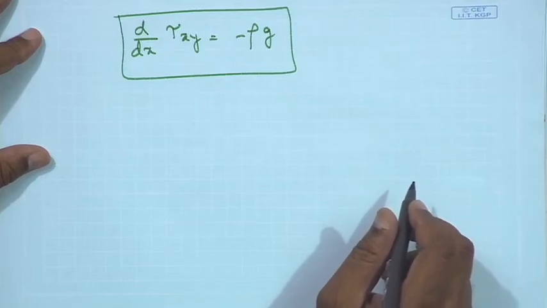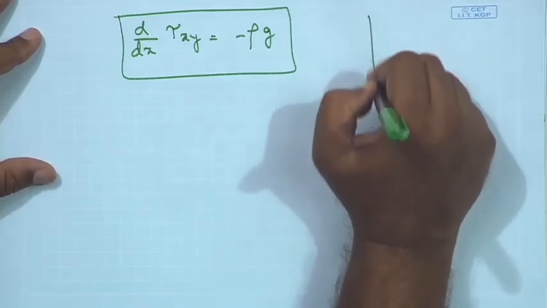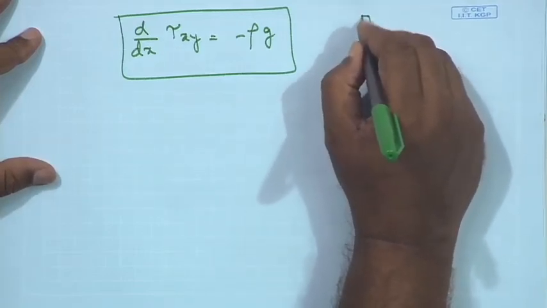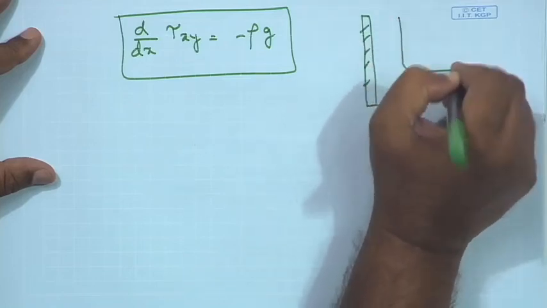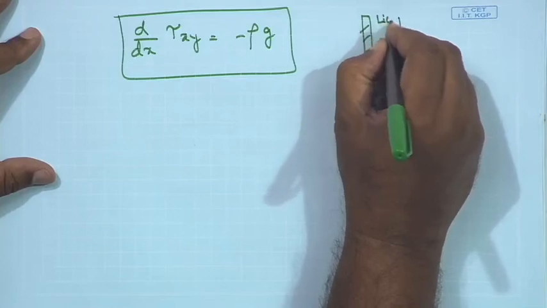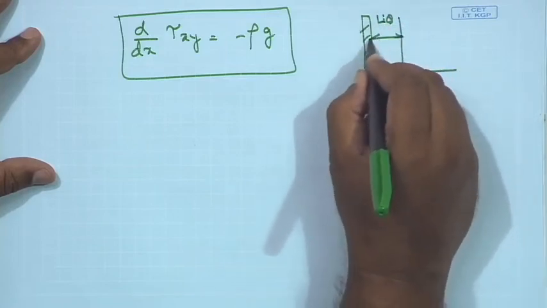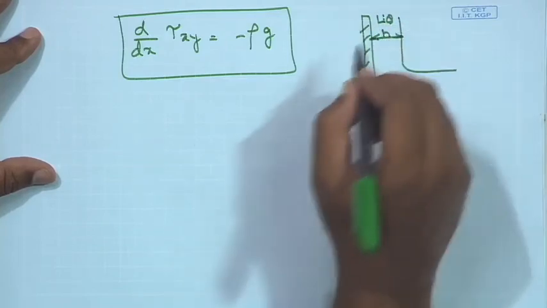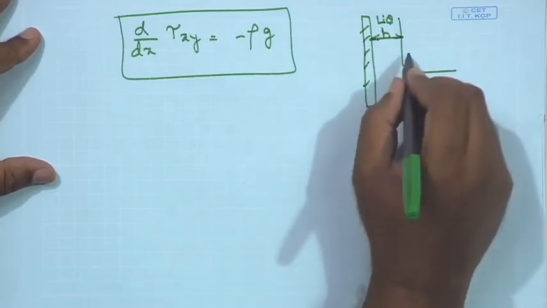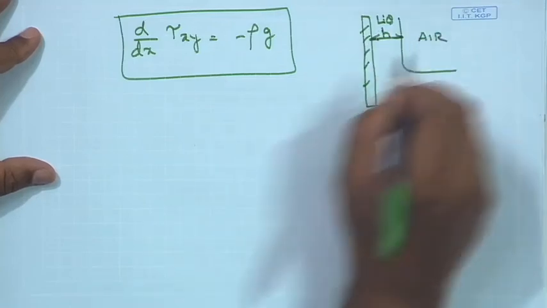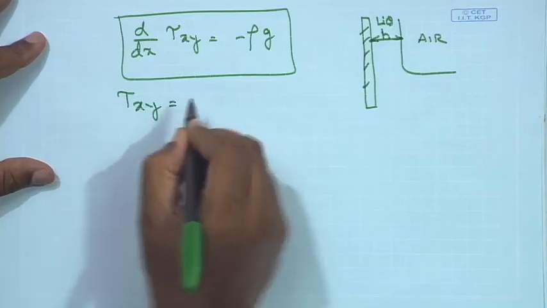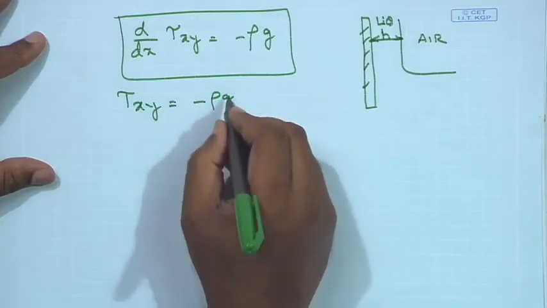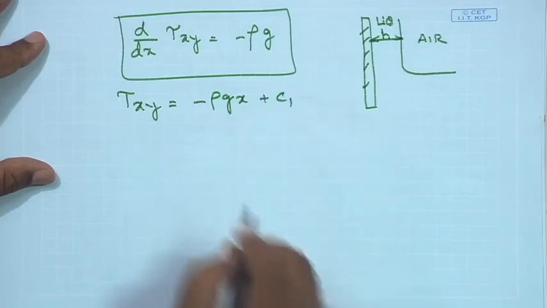Okay. So again, this is the belt and this is the film. So, this is the liquid, and this is the thickness of the liquid film, which is H. Now, this is air. So, the first thing that we can do is simply integrate it once to get tau x y equals minus rho g x plus C1.